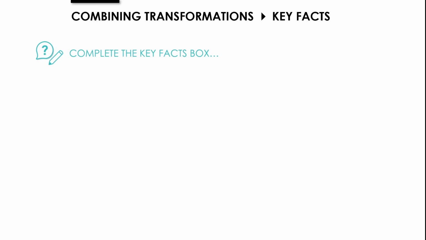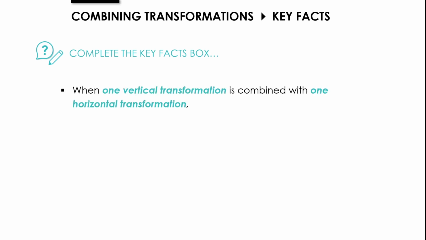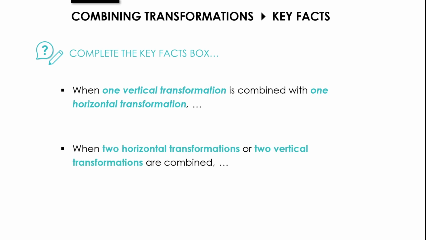So at the beginning of your note sheet, you'll see there are 2 sentences inside the key facts box that aren't finished. When one vertical transformation is combined with one horizontal transformation, what happens? And when two horizontal transformations or two vertical transformations are combined, what happens then? I'd like you to try and fill it in your own words. If you're not confident about what you're writing, I'd still like you to try and write something, but do it in pencil, because then if you're not happy with your answer, you can rub it out later. So pause the video, write something down, and then come back and compare it with what I've written.